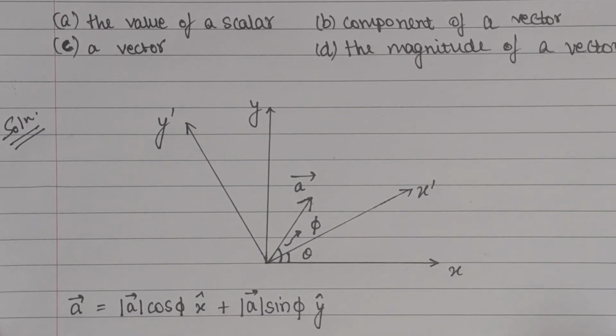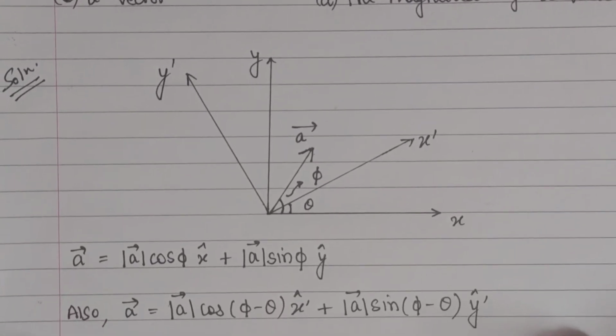Over here I've shown the two coordinate systems which are at an angle theta to each other. I've also drawn a vector A which is at an angle phi with respect to the initial coordinate system. I've marked the axis of the initial coordinate system as x and y and the axis of our final coordinate system as x dash and y dash. The unit vectors along x and y, I've written them as x cap and y cap, and the unit vectors along x dash and y dash as x dash cap and y dash cap.